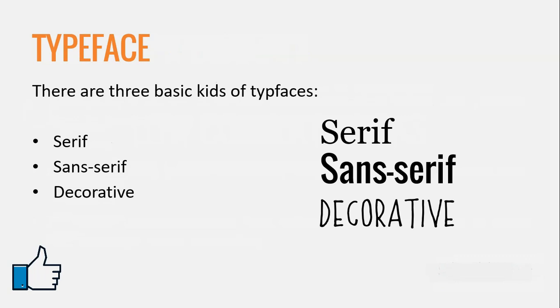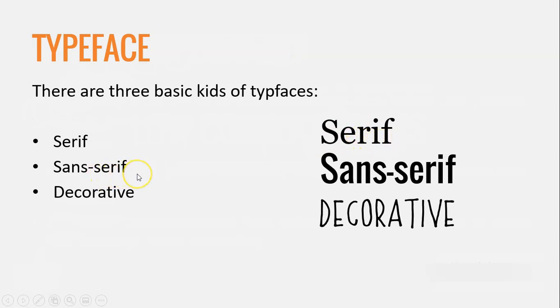The first one is typeface. There are 3 basic kinds of typefaces. What is a typeface? A typeface is a collection of a family of similar fonts. So there are 3 basic kinds of typefaces. The first one is serif. Serif fonts contain lines toward the edges like this, or little icons toward the edges like this. These are all called serifs. That's why this font is called a serif font.